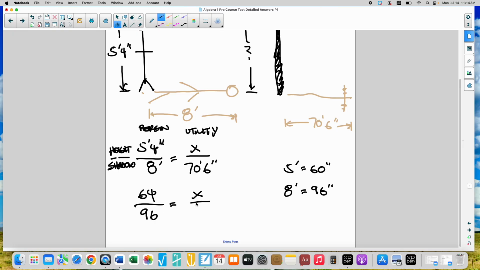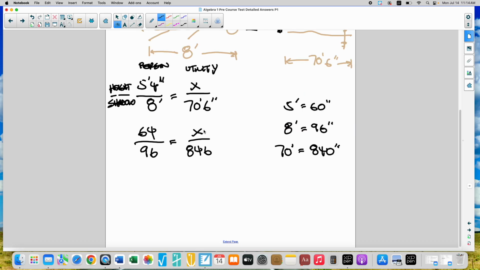I don't know how tall the utility pole is. 70 feet is equal to 840 inches. 7 times 12, 14, yeah. And plus the extra 6, so 846 inches. And now this proportion is all in inches. We can cross product, so we can do 64 times 846 equals 96 times x.